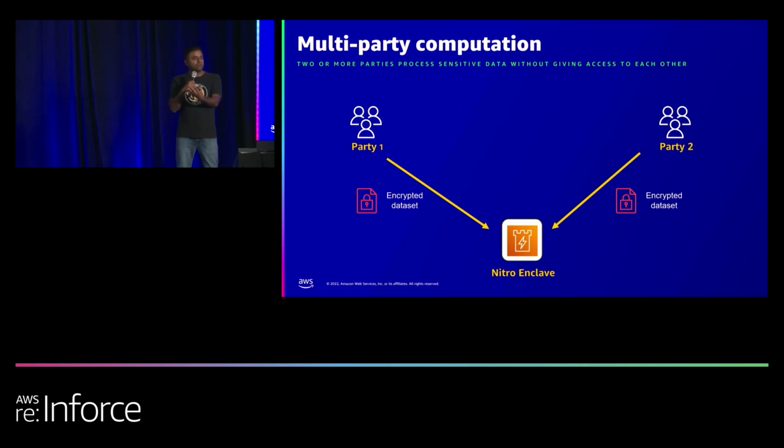Similarly, party two will also let the same Nitro Enclave that they have looked at and attested before access their encrypted dataset. It comes together in this environment, and then think of operations like matching and lookup, which could be any data processing need. So the Nitro Enclave is a very good fit for this sort of multi-party computation setup.